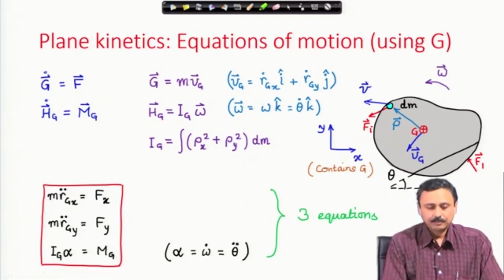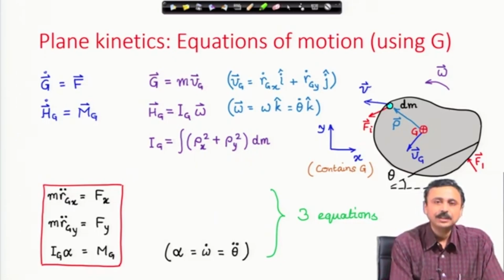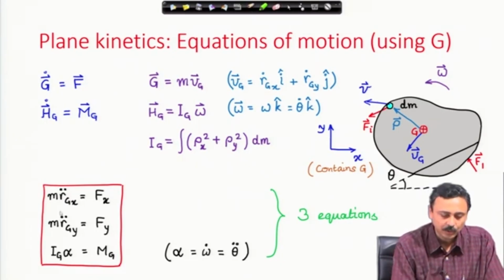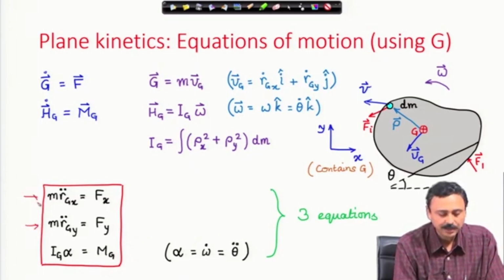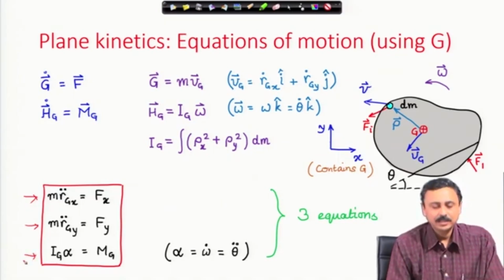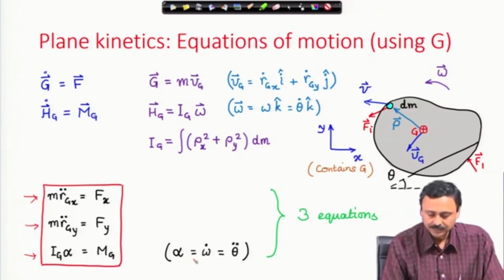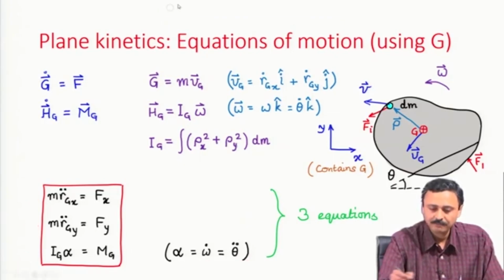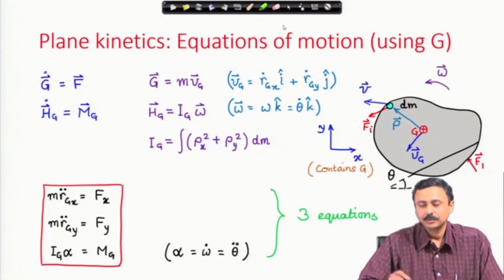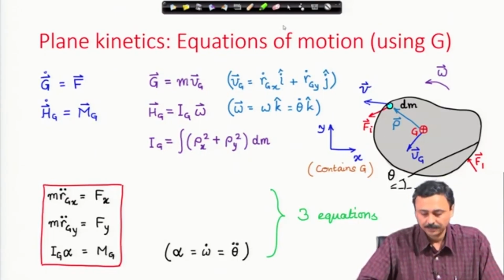For the Cartesian coordinate system that I have shown, we have these three scalar equations. From the vector equations, we have these three scalar equations. You should note that the linear momentum equation, which is the generalized Newton's second law, yields two scalar equations, and the angular momentum equation yields one scalar equation. Alpha is nothing but omega dot, which is theta double dot. Thus, we have three equations of motion for the body in a plane, for a prismatic body in a plane.